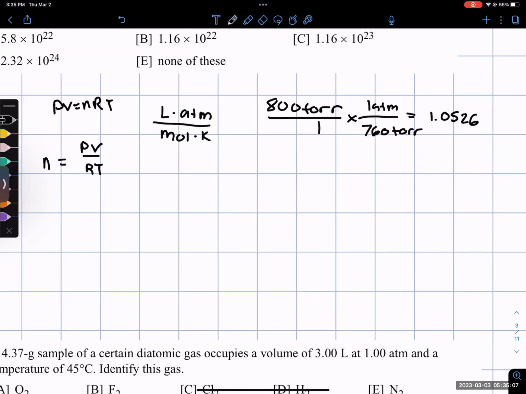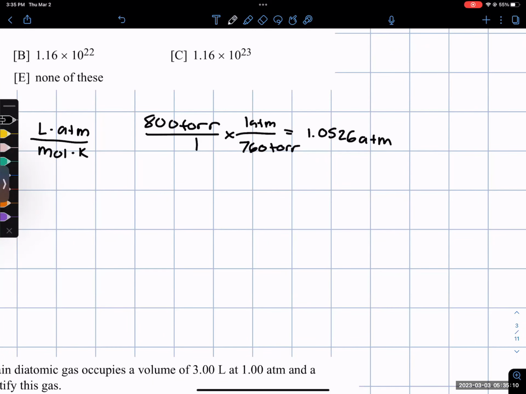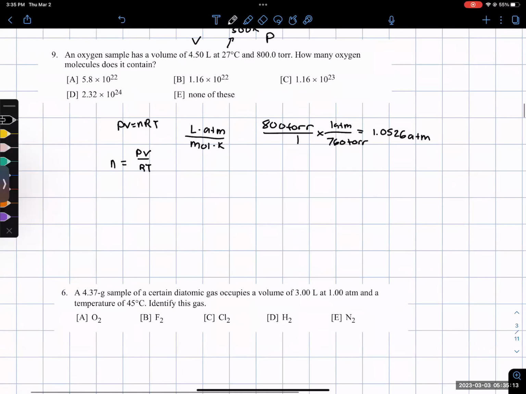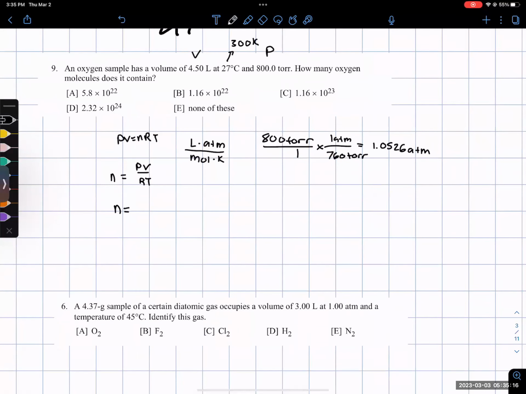So when we do this, we get 1.0526 atmospheres. Now that we can plug everything in, n is equal to 1.0526 atm times the volume, which is 4.5 liters, divided by 0.0821, which is our ideal gas constant, and then divided by temperature, which is 300 Kelvin. This equals, anyone get an answer for this part? 0.1.